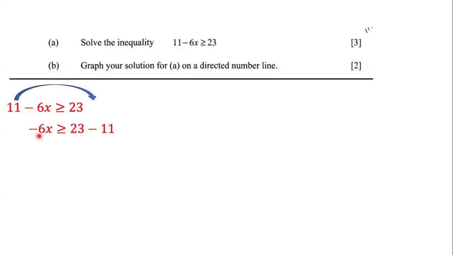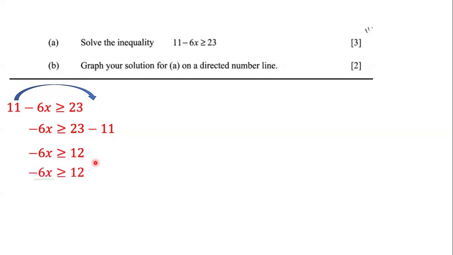And so what we have now is negative 6x is greater than or equal to 23 minus 11. It was a positive 11, but when we send it over the inequality sign, it becomes negative 11. Next, we have 23 minus 11, and 23 minus 11 is 12. And so what we have here is negative 6x is greater than or equal to 12.